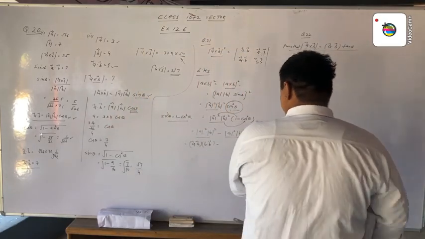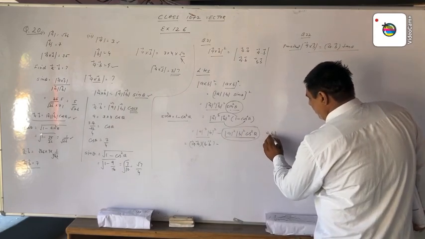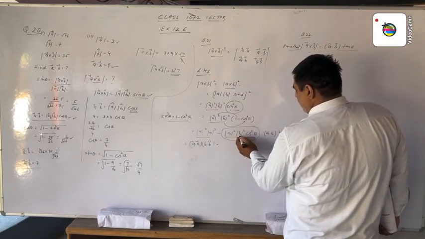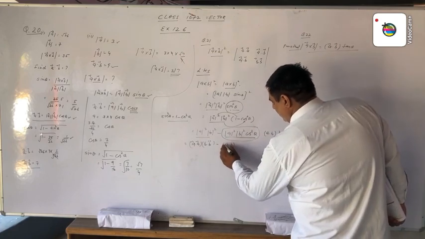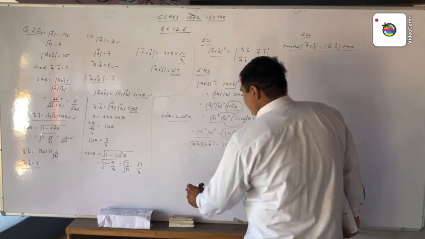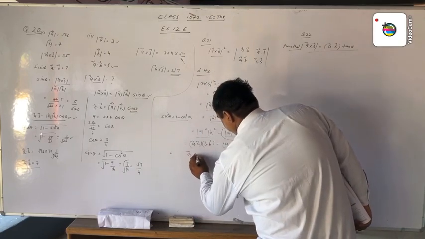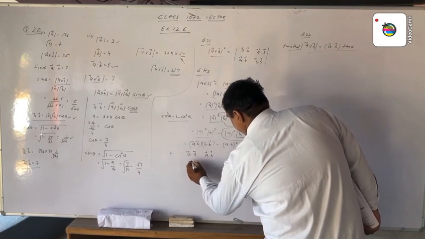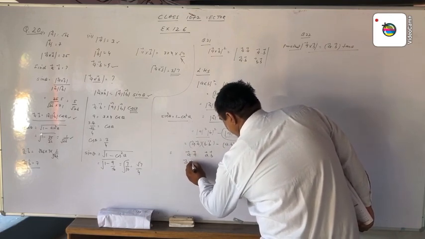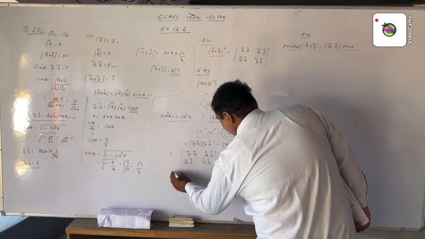Now this is the condition of (a dot b) whole square, because a square b square cos square theta is equal to (a dot b) whole square. Now this will be written in the form of vector a dot vector a into a dot b, or vector b dot b. Now we simplify this result.